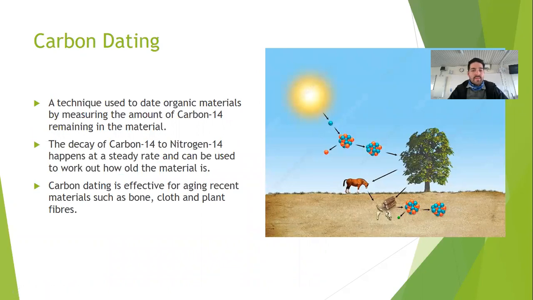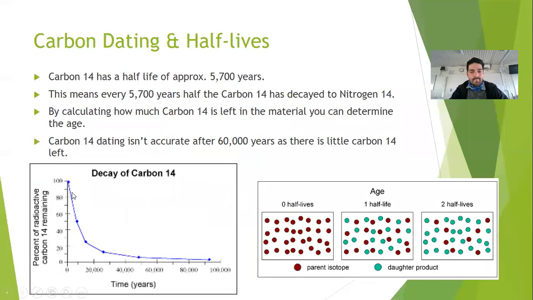So the first one we look at is the process of carbon dating. And this is a technique which we use to date organic materials by measuring how much carbon-14 is left in that material. Okay, now this works on the principle that carbon-14 becomes nitrogen-14, and that happens at a steady rate. So by using some mathematical formulas and by working our way backwards, if we measure how much carbon-14 is within an organism, we can actually then date how long that organism has been decaying for. So it's really good for looking at things like bone or cloth or plant fibers, things that have that naturally occurring carbon within them.